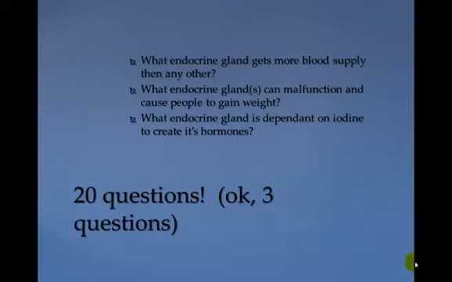Okay, last question. What endocrine gland is dependent on iodine to create its hormones? At this point, I hope you remember that iodine is a mineral that is very important to the body, and that deficiencies in iodine mean that the thyroid gland cannot make the hormones T3 and T4. Remember that the prefix of these names is triiodo or tetraiodo. So it's talking about the number of iodines that are attached to the molecule.